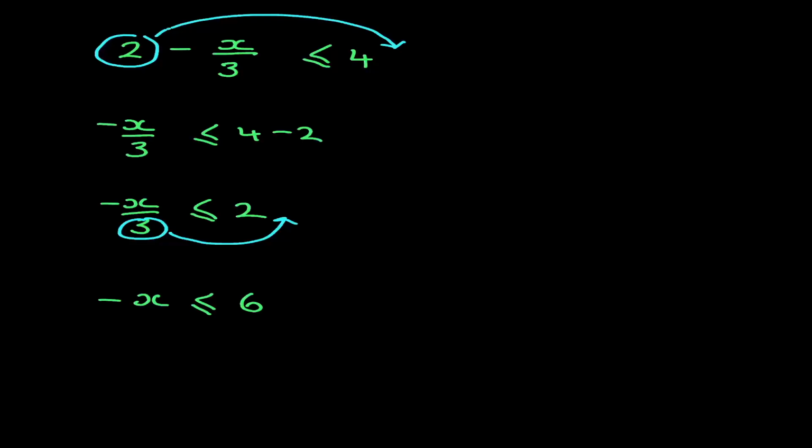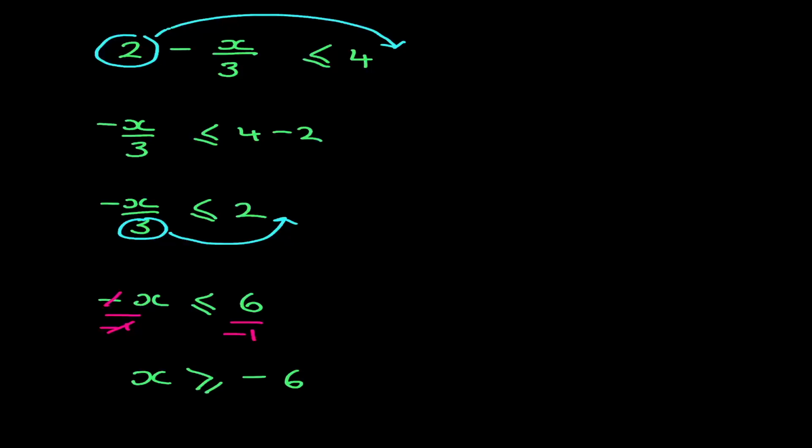I don't want to know what negative x is, I want to know what x is. So what do we do? We divide both sides by negative 1. But do you remember our rule for inequalities? When you multiply or divide by a negative, it flips the inequality. So instead of it being less than, it is flipped. It becomes greater than or equal to. And 6 divided by negative 1 is negative 6.